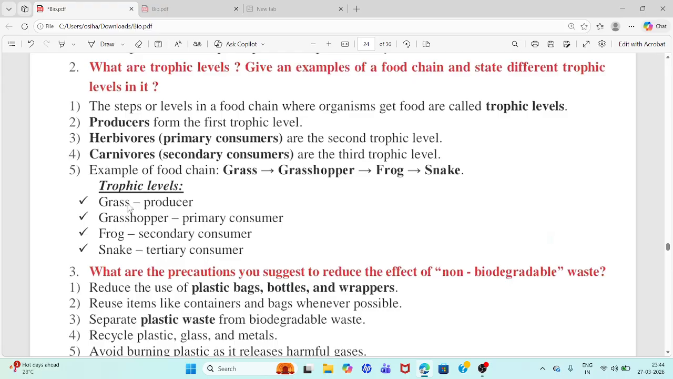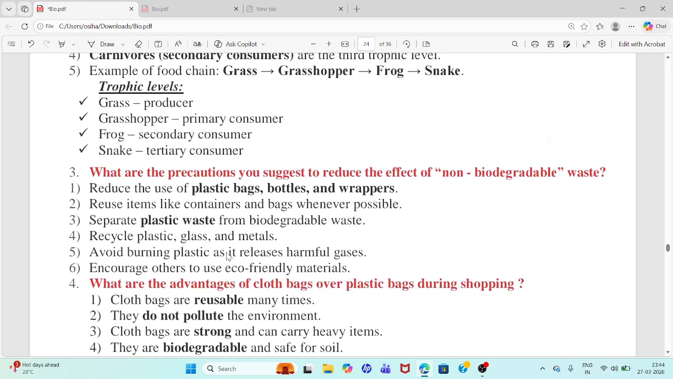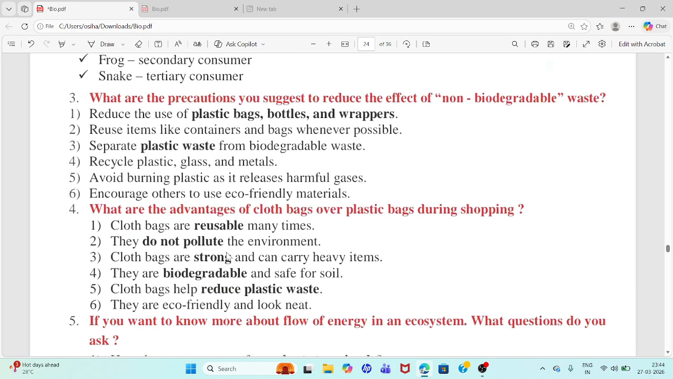Trophic levels now. Grass, producer. Grasshopper, primary consumer. Frog, secondary consumer. Snake, tertiary consumer.